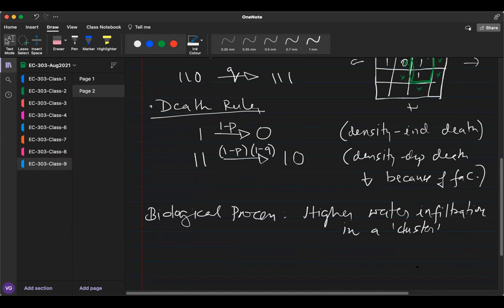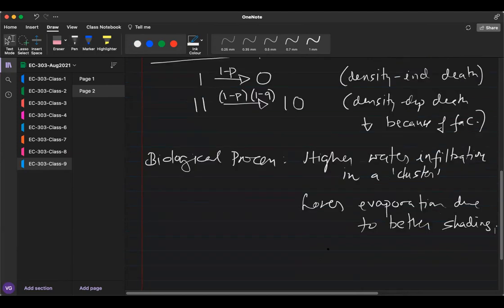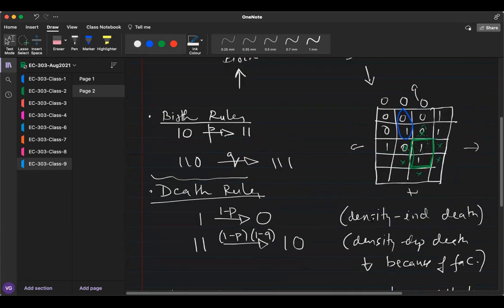So one biological process that may lead to such facilitation is higher water infiltration in a cluster, and maybe lower evaporation due to better shading in a cluster, and so on. So these are the biological processes that can lead to facilitation. If you now include facilitation, this is one way how you can incorporate facilitation in birth and death processes. Any questions on this?